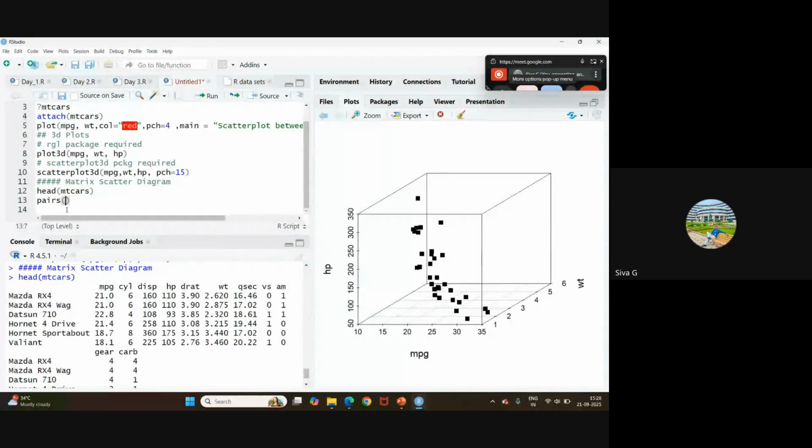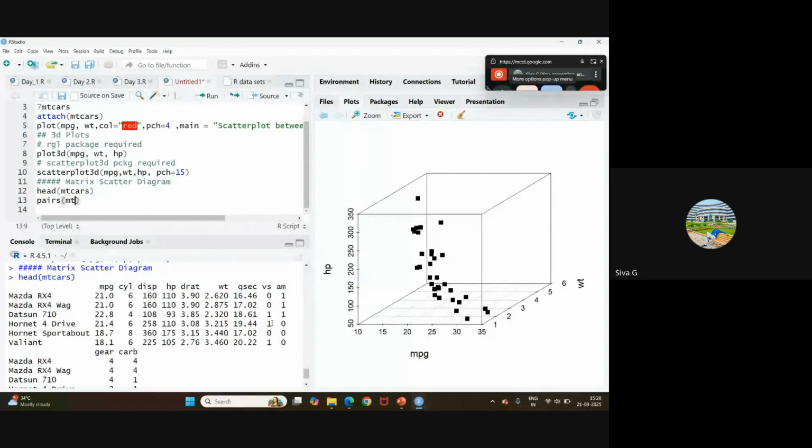So we should not take these variables when drawing the matrix scatter diagram. What is the problem, sir? You can take them, but the graph is invalid. Why? Because, for example, if you take vs with values 0 and 1, the points fall on only two values. That is a problem. Okay, fine.